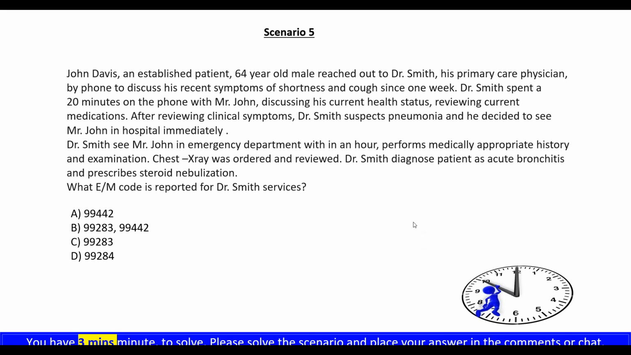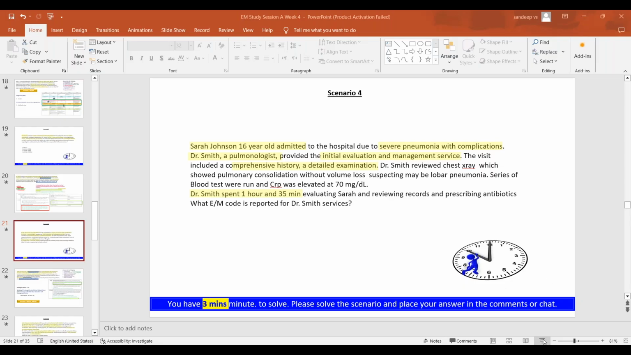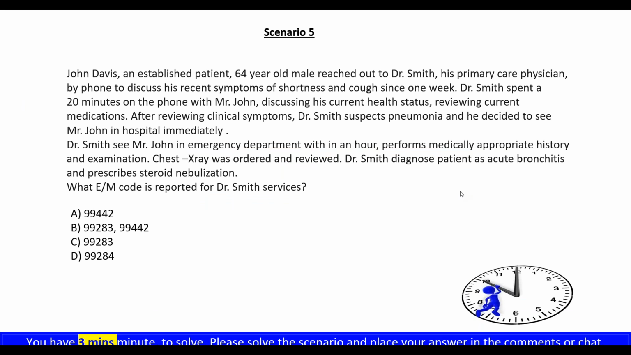Okay, so let me explain this scenario for you all. Thank you, Miss Stephanie, for reading scenario number 5 for us. Let's start by highlighting the keywords. John Davis, an established patient, reached out to Dr. Smith, his primary care physician, by phone to discuss his recent symptoms of shortness of breath and cough, and spent 20 minutes on the phone discussing his current health status.